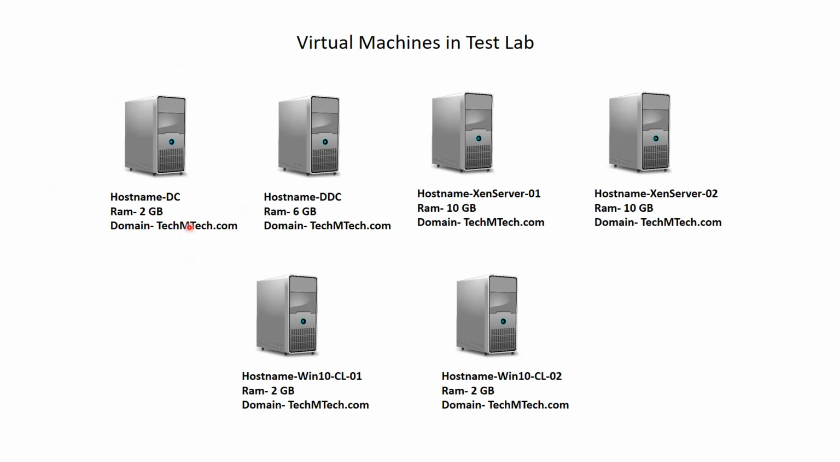After that, the second server will be a delivery controller, and the memory allocated to that server is 6 GB. This is the minimum requirement that we have to allocate to a delivery controller. Again, that machine will be joined into techmtech.com, which is our domain. Got it? For both machines, the operating system will be Windows Server 2019. Okay?